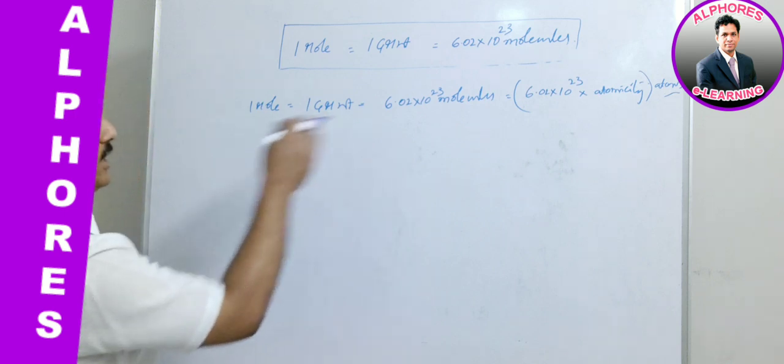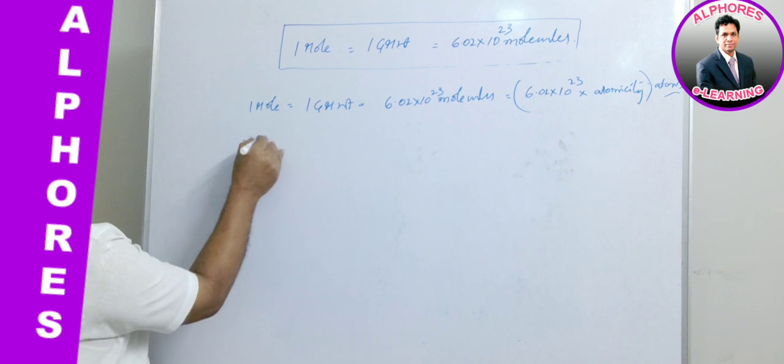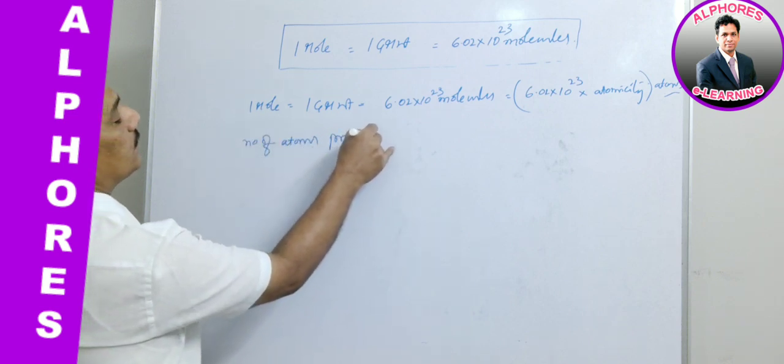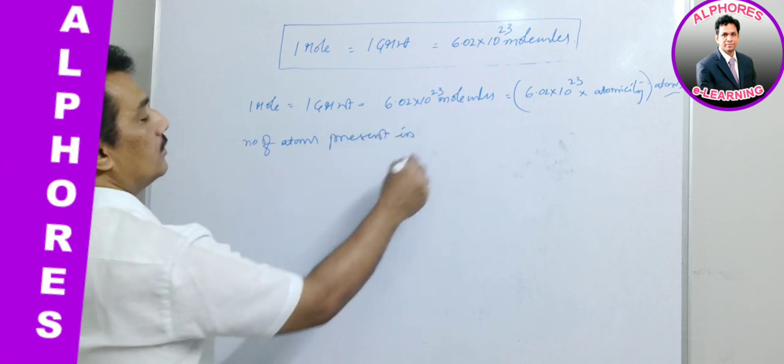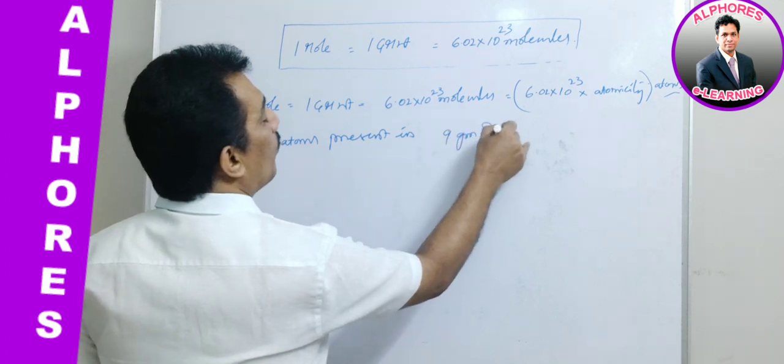Clear? And now with reference to this, let us calculate the number of atoms present in 9 grams of water.